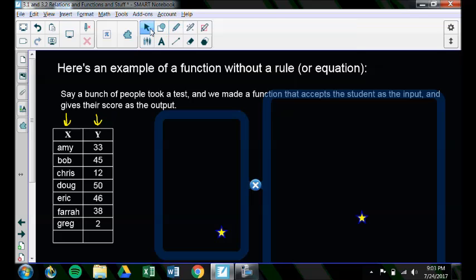Well, sure, right now this is a function, because of course Amy can only get one score. She can't get a 33 and a 45, and Bob can only get one score. It's a function because each input goes to only one output.